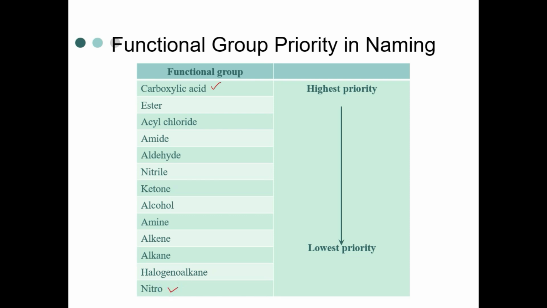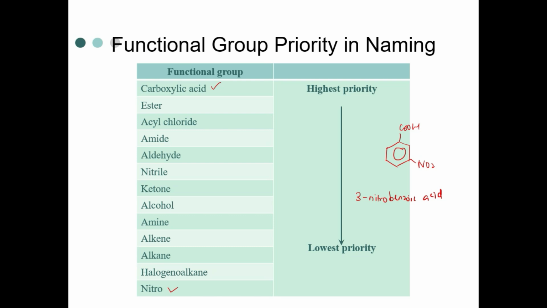Nitro group has the lowest priority. So if you have a compound, for example, benzene bonded to COOH and then another nitro group, the priority will be given to carboxylic acid because it has the highest priority in naming. So the name of this compound will be called 3-nitrobenzoic acid. So that is how we use this functional group priority.